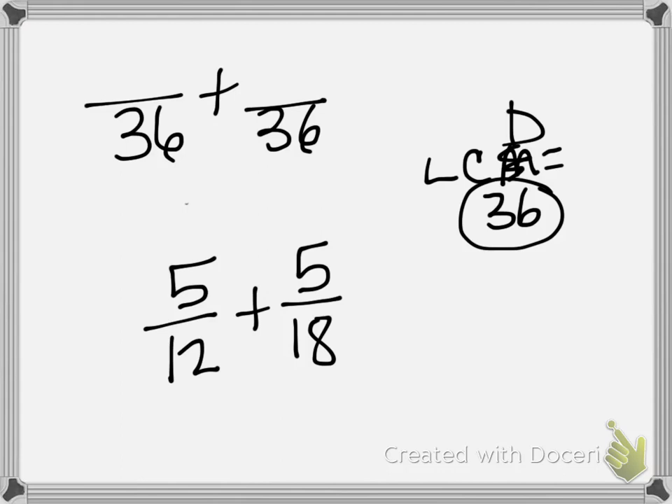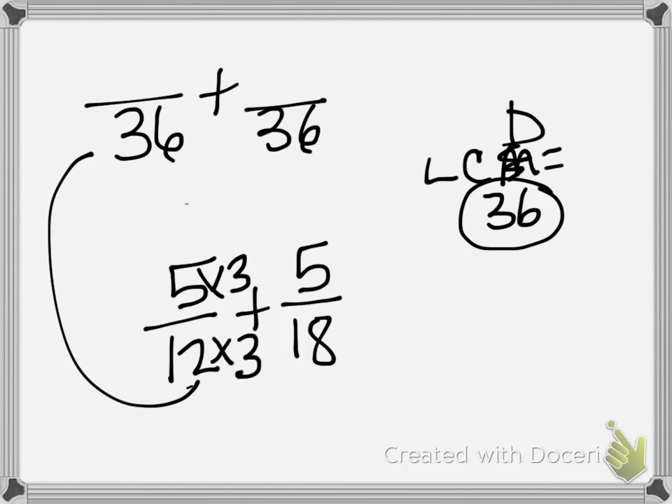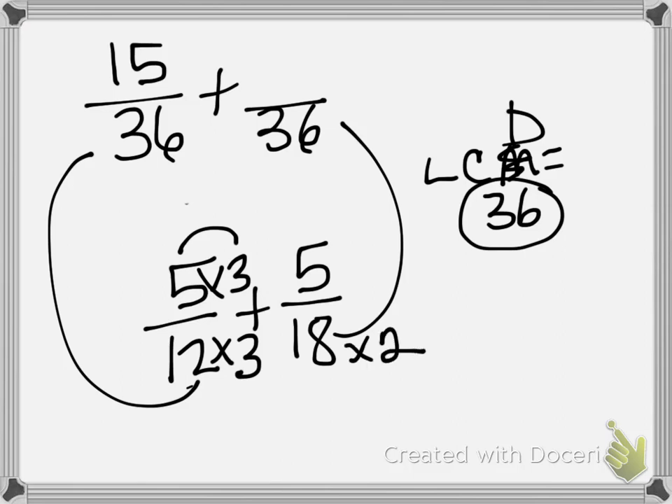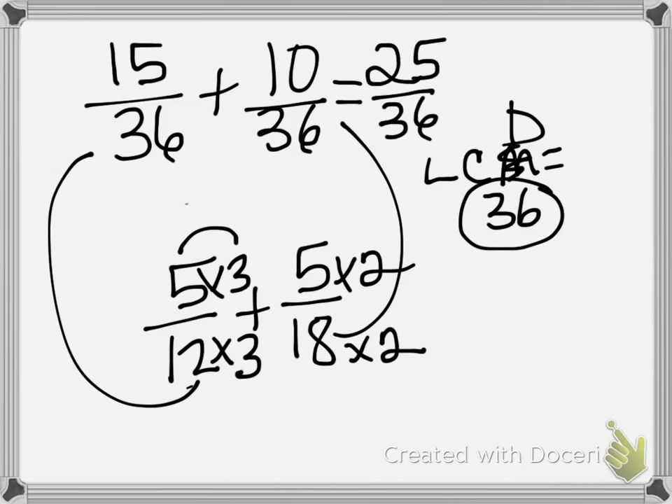And I go, how does 12 get to 36? Times 3, of course. So 3 times 5 is 15. How does 18 get to 36? Well, that's times 2. And what I do to the bottom, I've got to do to the top. So 5 times 2 is 10. Now I can add them just like so and get my 25 over 36.